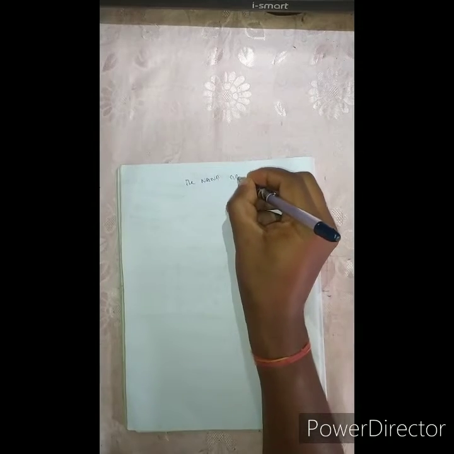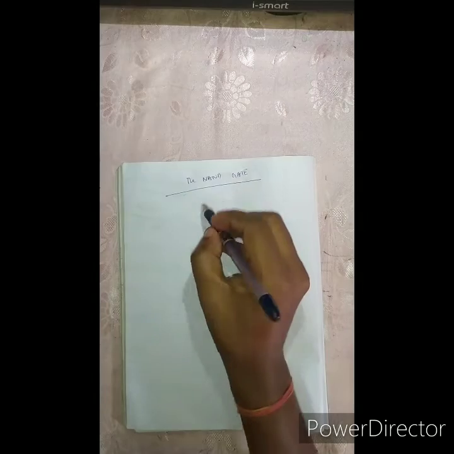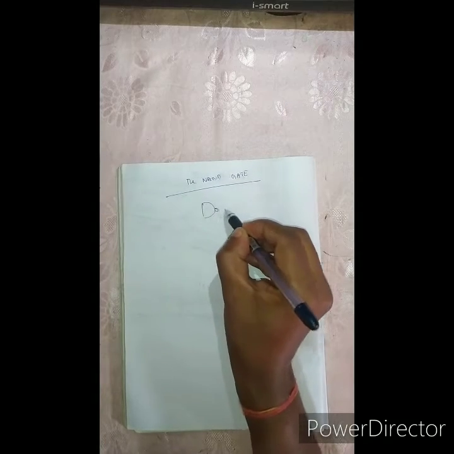NAND gate. Generally we know about the AND gate that provides logical multiplication. Whatever logical multiplication is done by the AND gate, it is complemented by using the NAND gate. That is, the NAND gate is the complement of the AND gate. So this is the NAND gate.